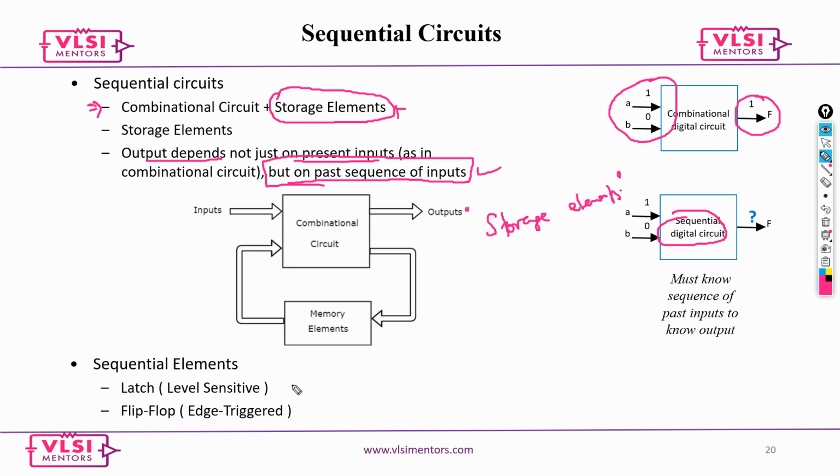There are two different types of cells that we usually have when you say sequential. One is a latch, which is level sensitive, and the other is a flip flop, which is edge triggered. We use both of them in our designs, and you need to learn how a latch operates and how a flip flop operates. So let's try to understand.